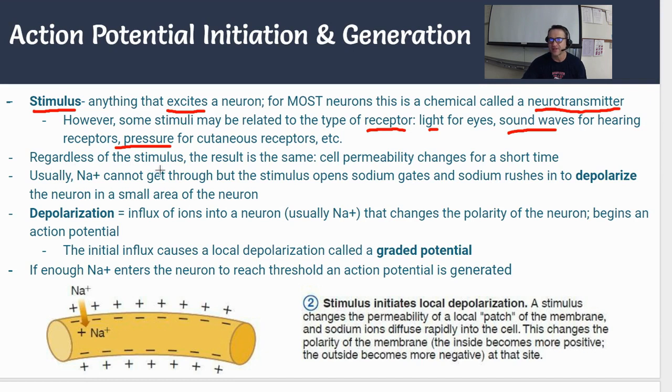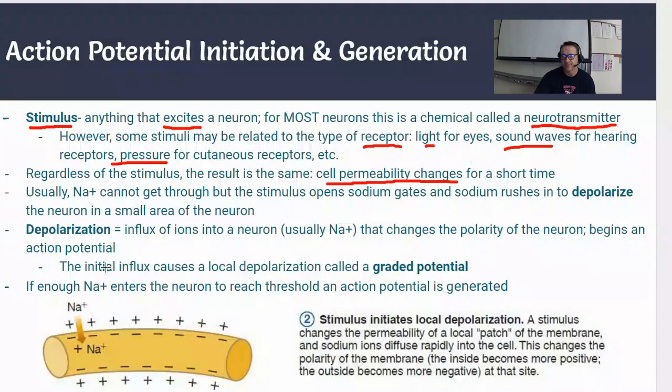But anyways, regardless of the stimulus, the result is always the same. Cell permeability changes for a short time in the neuron. All right, so what does it mean by the cell permeability changes? Remember, you have the presynaptic neuron, axon terminal, synaptic end bulbs. They contain the neurotransmitters. Postsynaptic neuron, the dendrites.